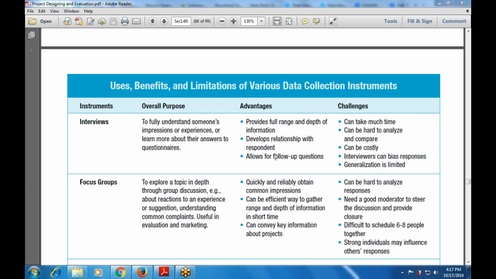What is the meaning of biasness? The interviewer can sometimes bias the responses. Then generalization is limited. Generalization is limited with the interviews.